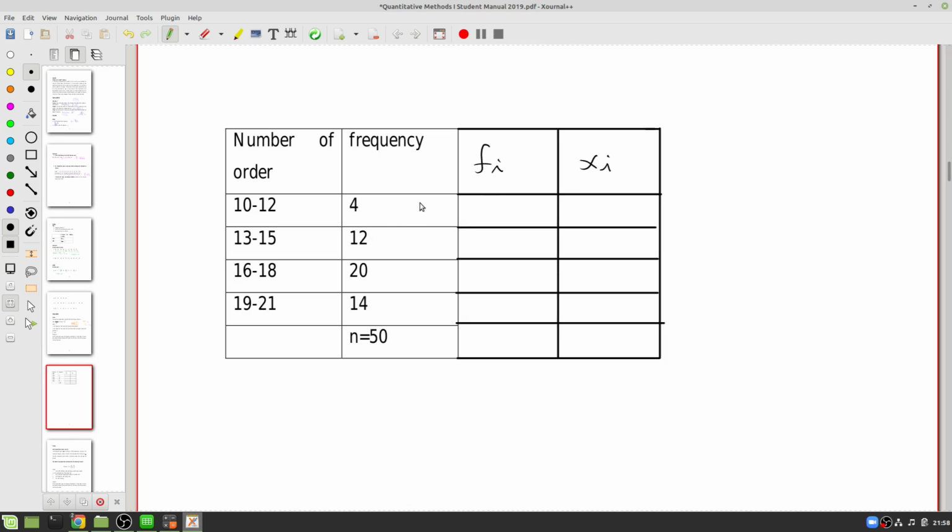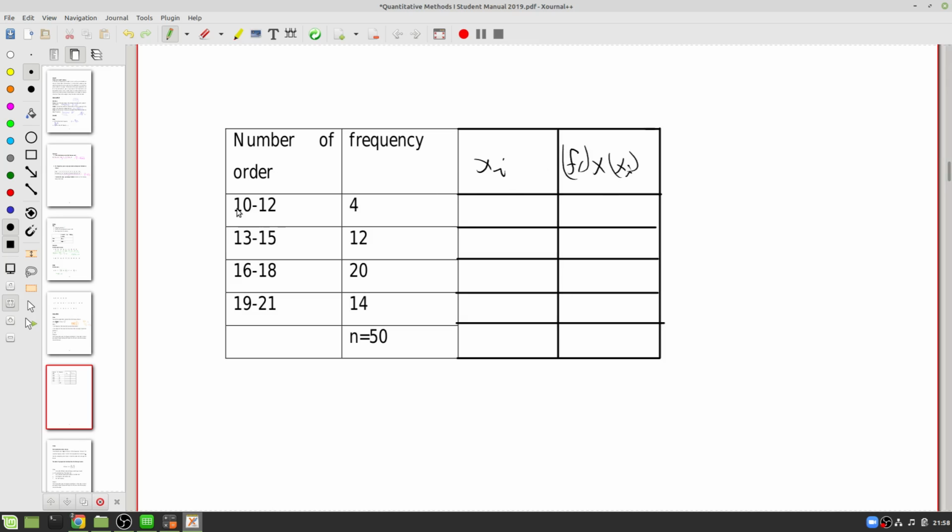Great. So the frequency, well, actually we have frequency already here, right? So we don't need that. Let me erase that. What we do need, this will be our midpoint. We already have our frequency, but then we need our frequency multiplied by our midpoint. So multiply those together.